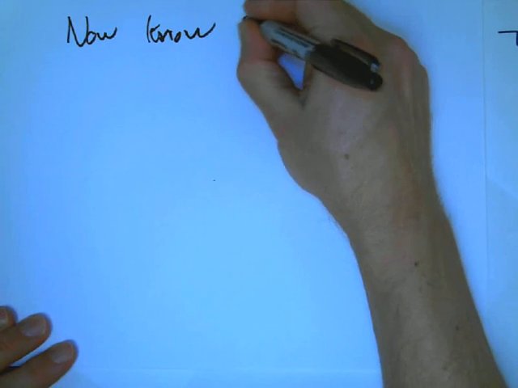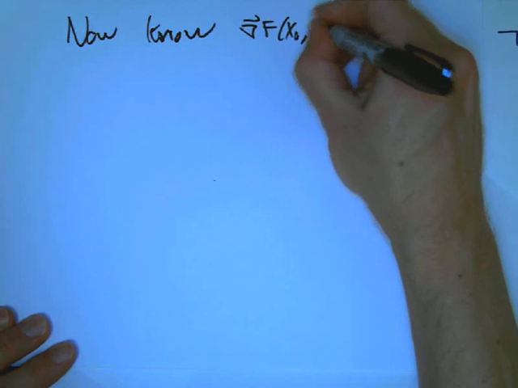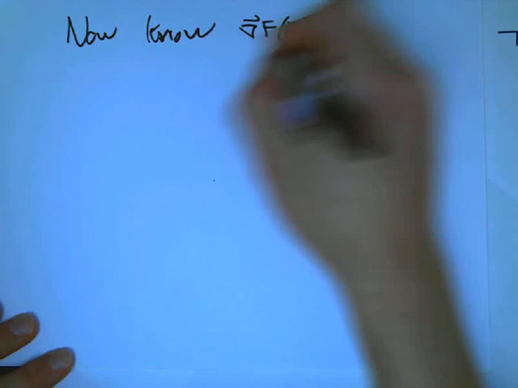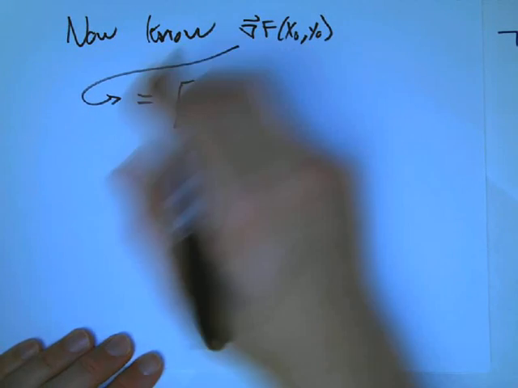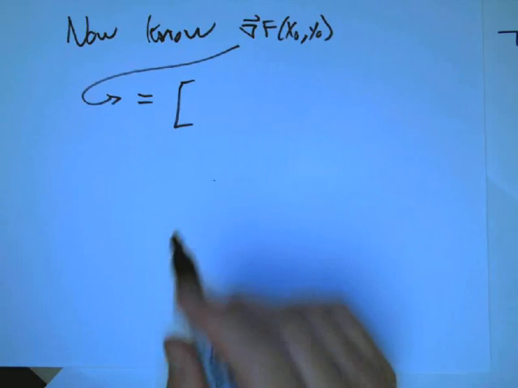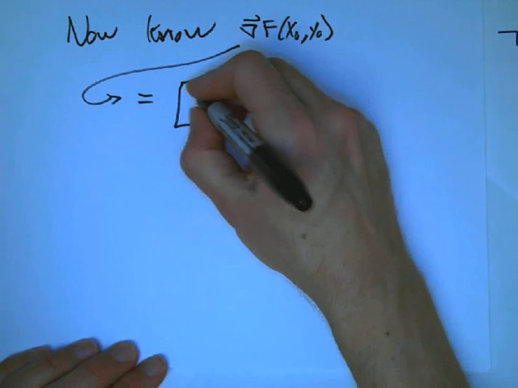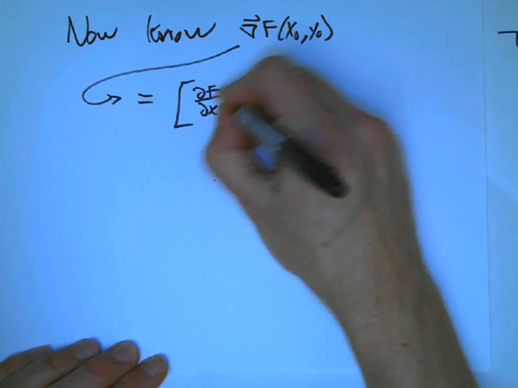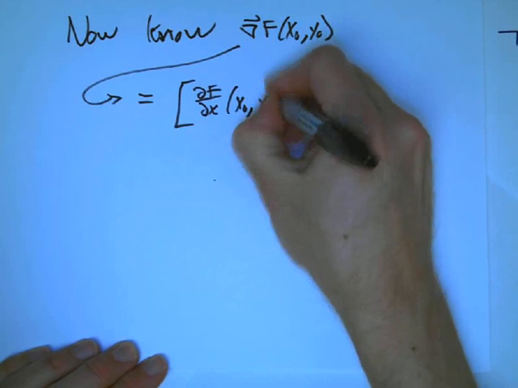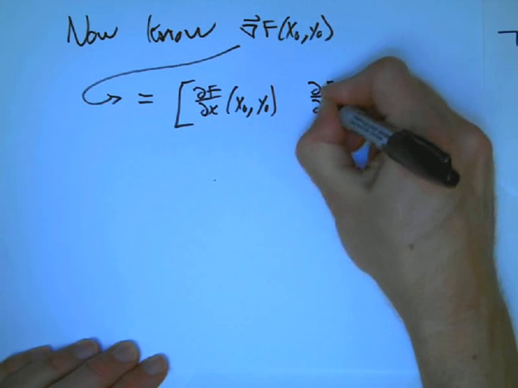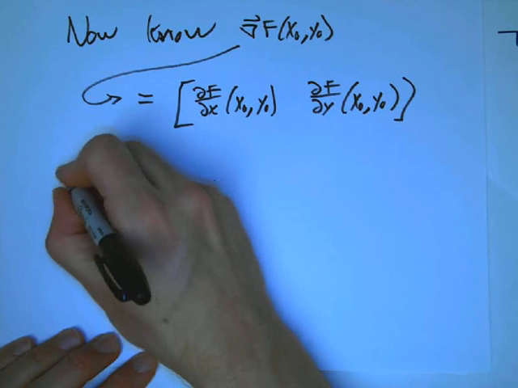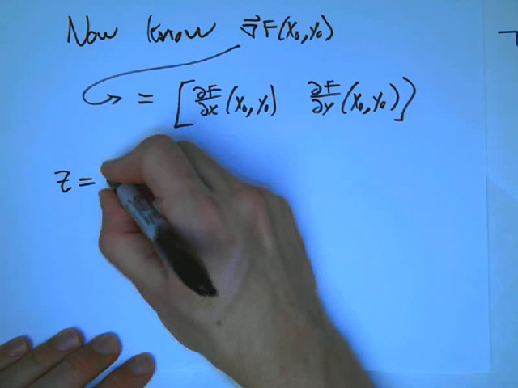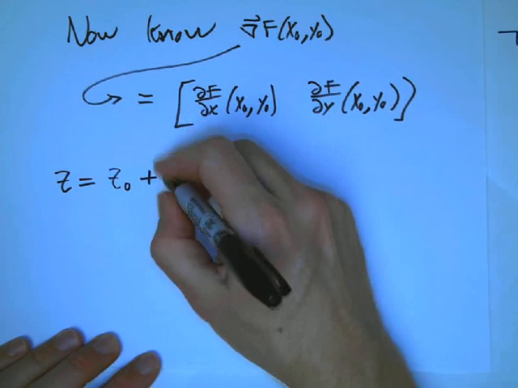which is, we now know that the gradient of f at x naught, y naught really is a row vector. And whenever we see a dot product, we should suspect maybe one of those actually deserves to be a row vector, and it's really matrix multiplication. So that's really a row vector made out of these two numbers, df dx and df dy.